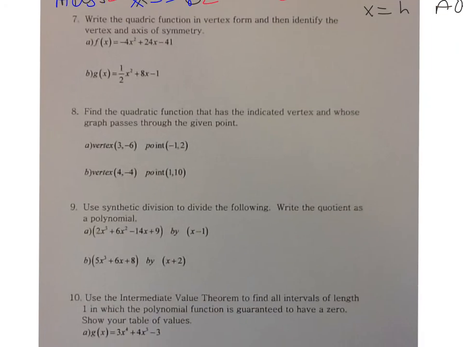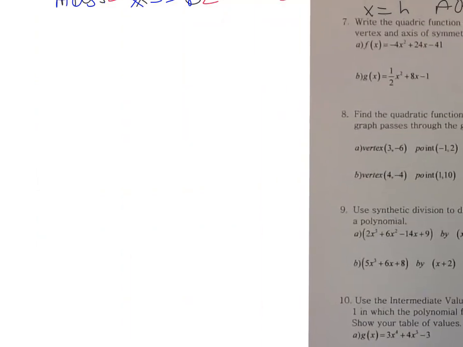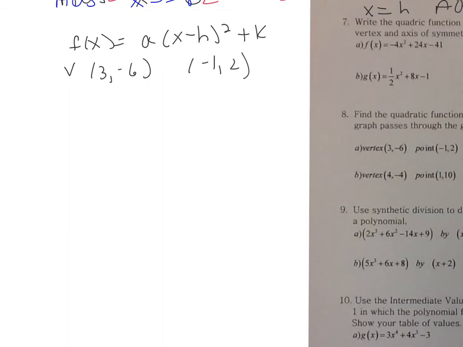Let's take a look. We have find the quadratic function that has the indicated vertex and whose graph passes through the given point. All right, so we use the same formula. We're going to plug in our vertex and our point. So remember, our formula is f of x is equal to a times x minus h squared plus k. So my vertex is (3, negative 6), and my point is (negative 1, 2). So remember, this is (h, k), and my point is (x, y). So I'm going to plug in (h, k), and I'm going to plug in (x, y). Remember, when you plug in h, it's opposite.